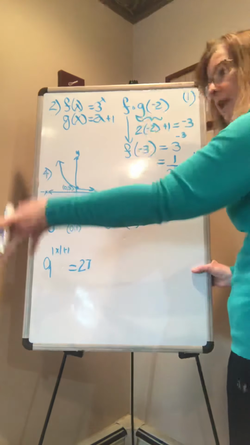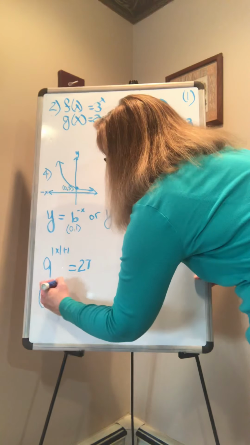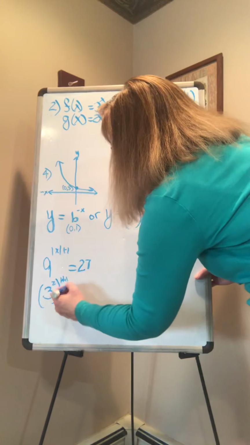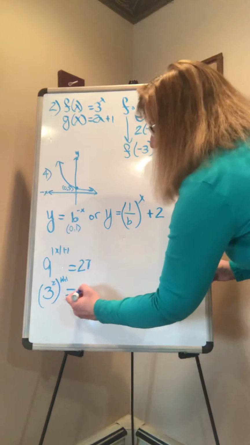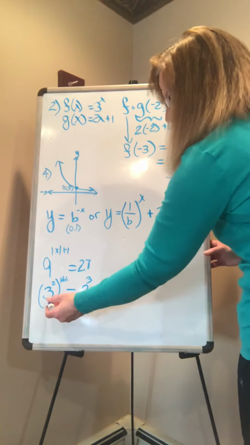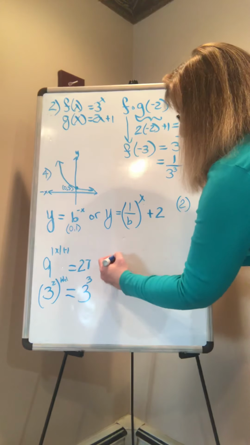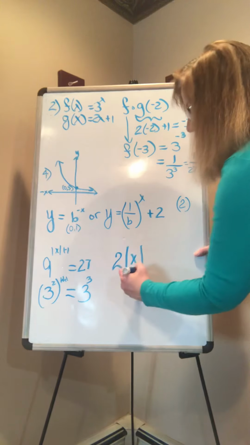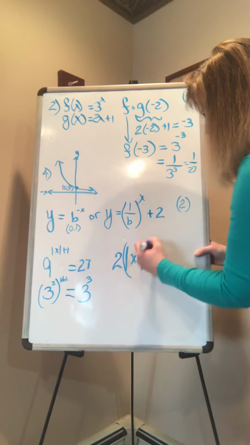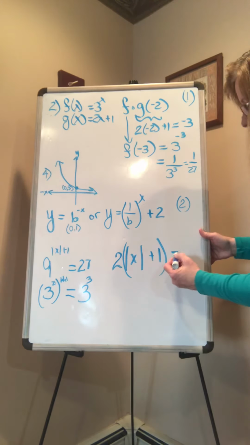9, if I hand you a 9, remember you would tell me, okay, 3 squared. And then I still have the absolute value of x plus 1. And then I hand you the 27 and you give me 3 to the third. So now, if our bases are equal, our exponents are equal. So that means 2 times the absolute value of x plus 1, in a parenthesis, because this was times the whole thing, so don't forget the parenthesis, is equal to 3.